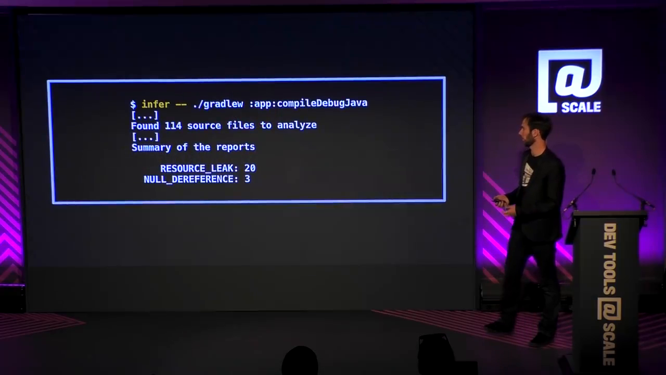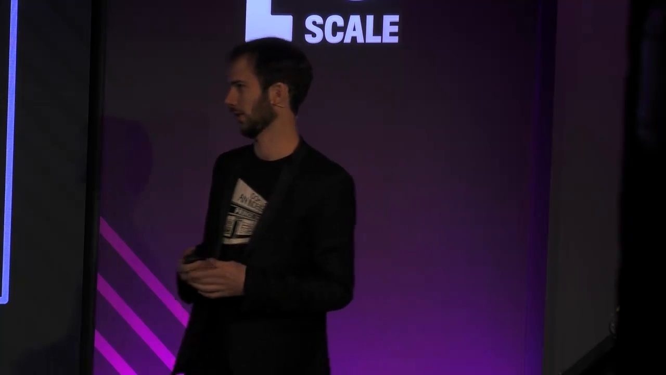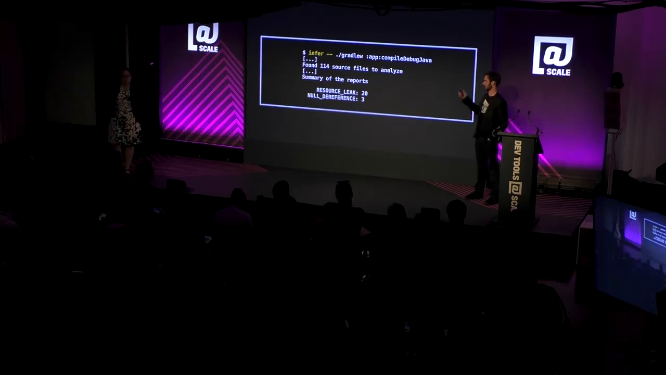To run Infer on a project, you take the compilation command of your project. So in this case, the DuckDuckGo app builds with Gradle. And you just add infer -- in front of the compilation command. That's the easiest way to run Infer. And here it will tell you that it found a bunch of source files to analyze, and it will crunch it, and at the end it gives you a report. And here we see that it found some resource leaks and other references.